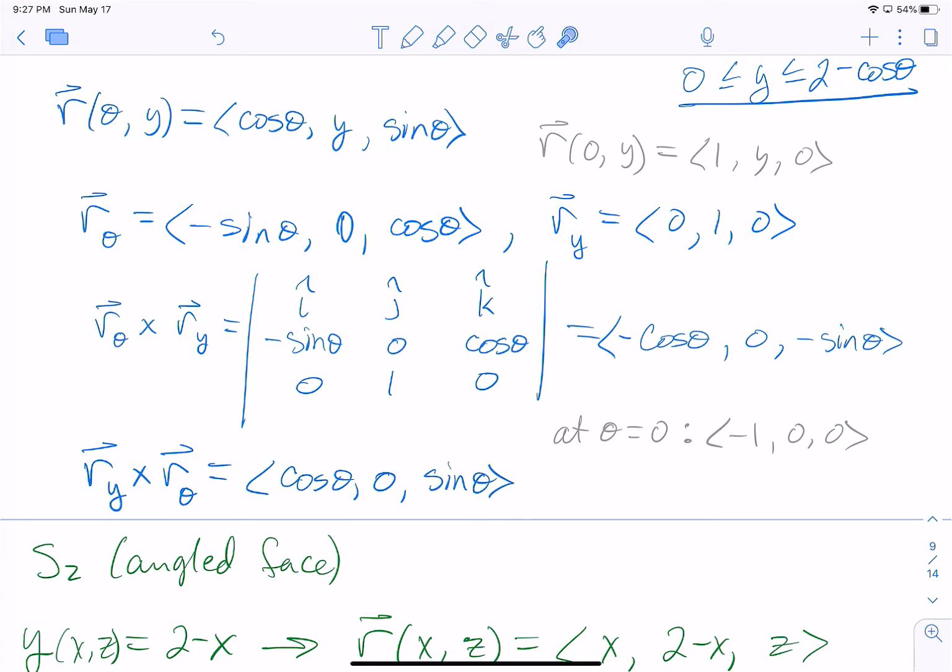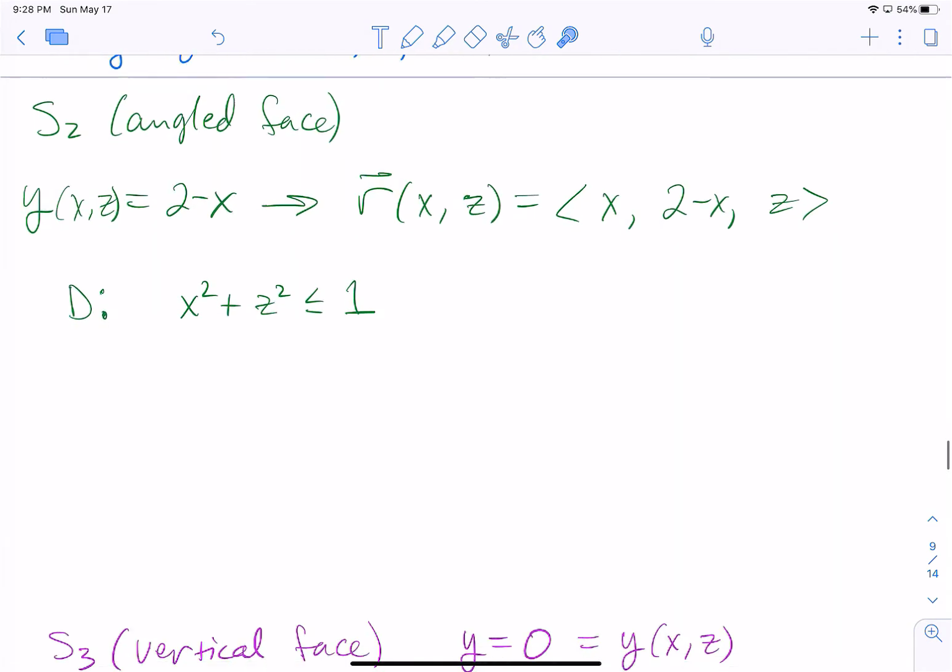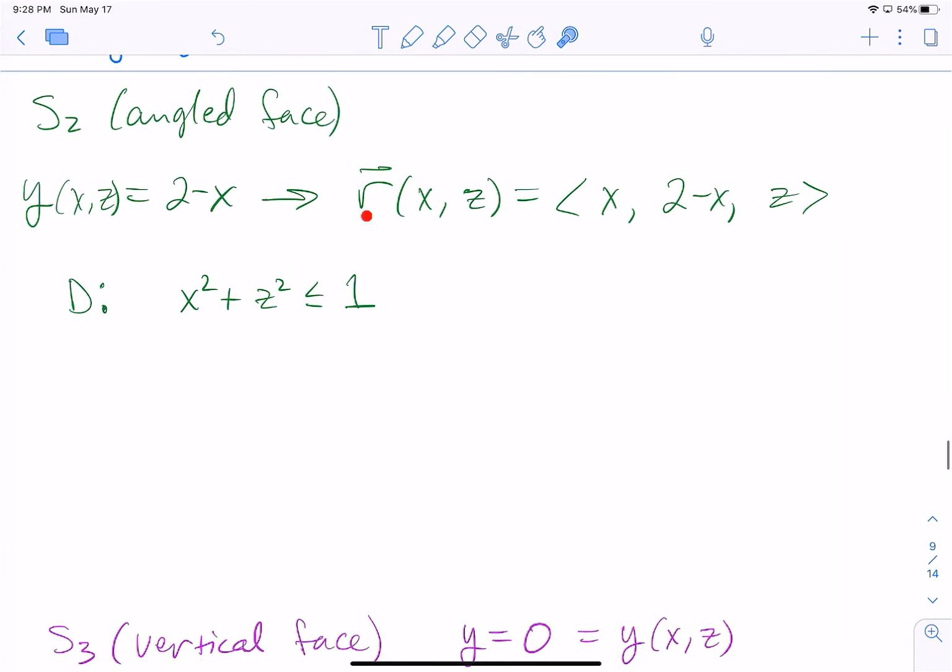So if you've found a cross product, just double check that your vector points in the correct direction for pretty much any particular point that you can think of, any point that's convenient, because that'll tell you if you're inward or outwardly oriented.